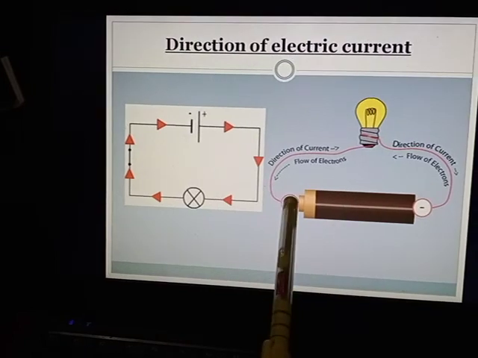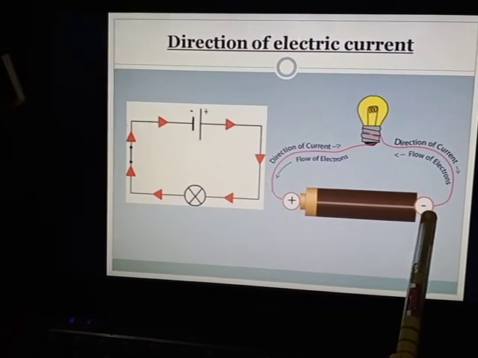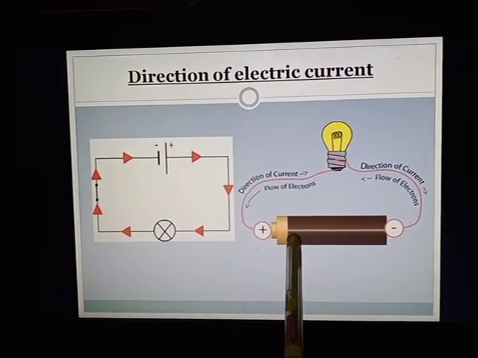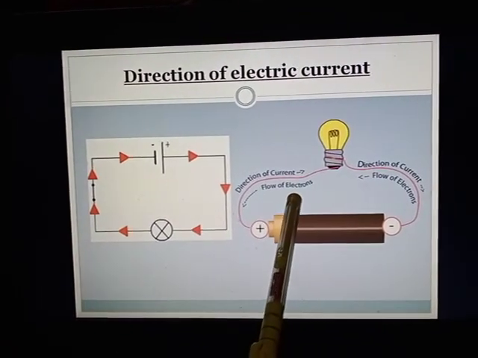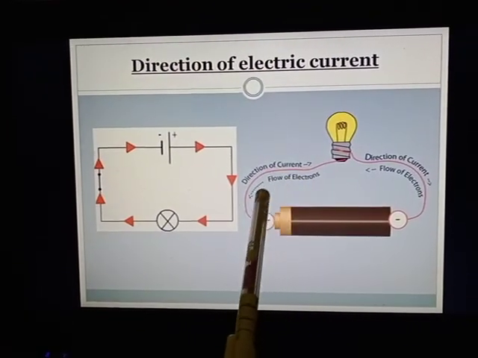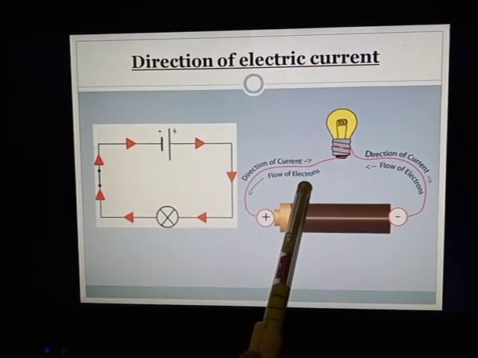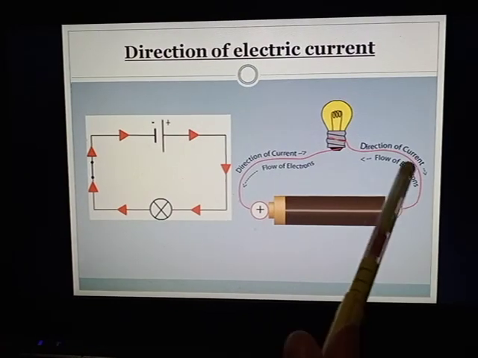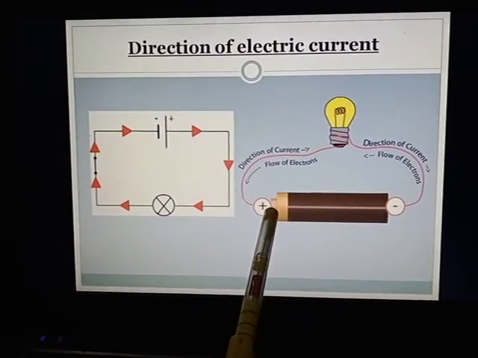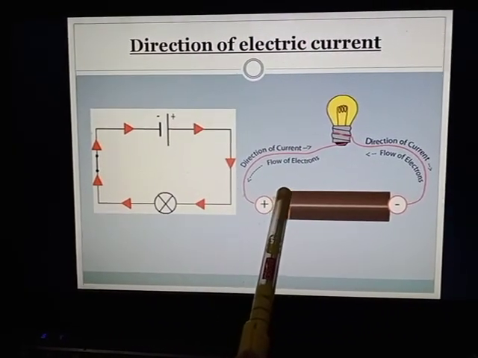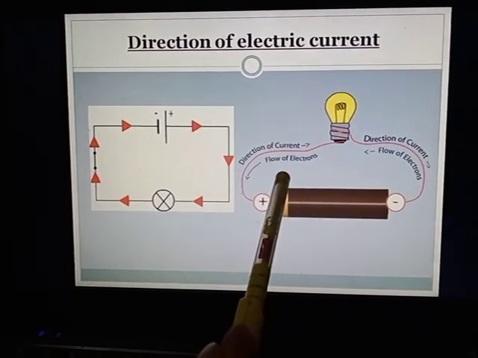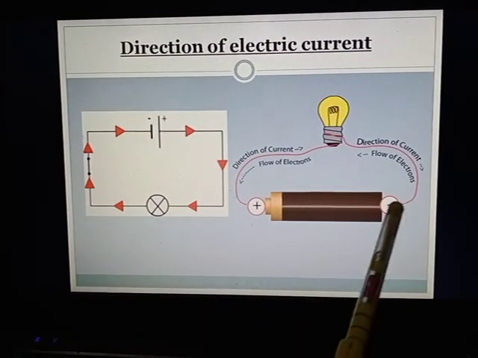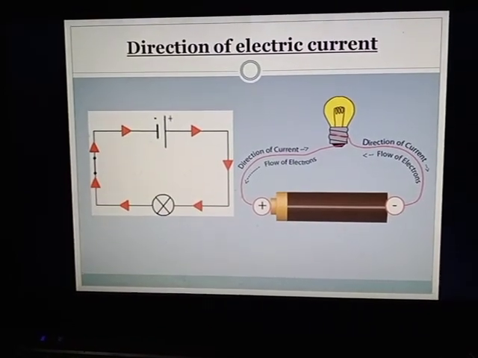Suppose this is a cell, this is the positive terminal of the cell, and this one is the negative terminal. Here the electric current flows by the flow of electrons. Electrons are negatively charged particles, so they flow from the negative to the positive terminal. So the direction of the electric current is just the reverse of the flow of electrons. The direction of the current is from the positive to the negative terminal of the cell.